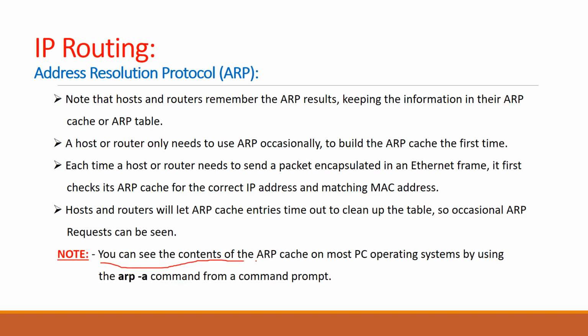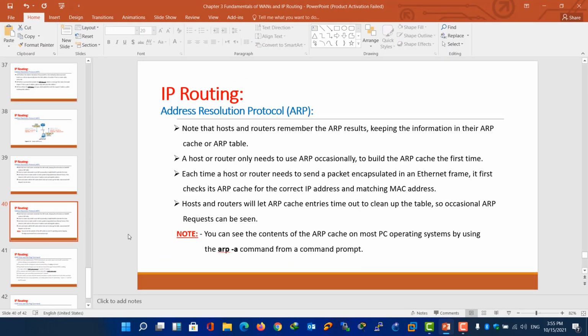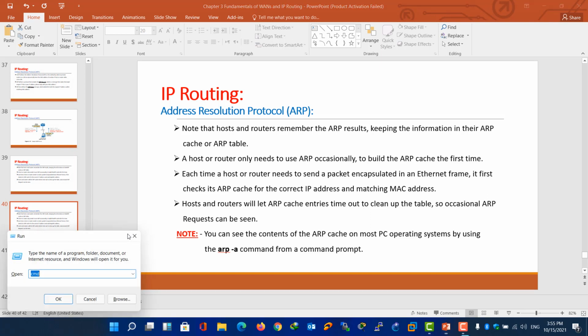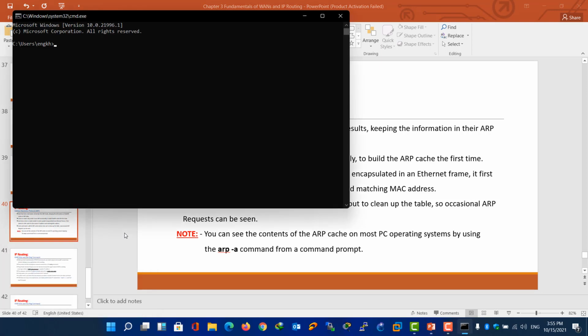You can see the contents of the ARP cache on most PC operating systems by using the arp -a command from a command prompt. Let's give an example here and type this command. Let's first exit this presentation. Let's press Windows and R on the keyboard. Type CMD to open the command prompt. Type arp -a. This will give you the contents of the ARP cache.